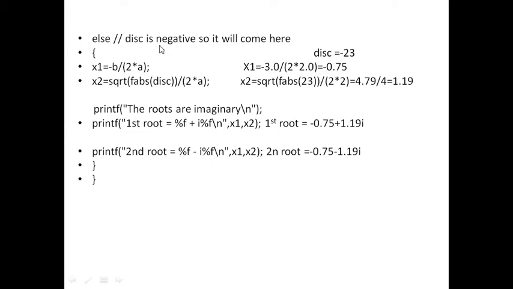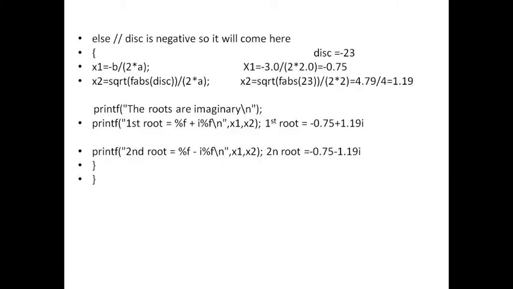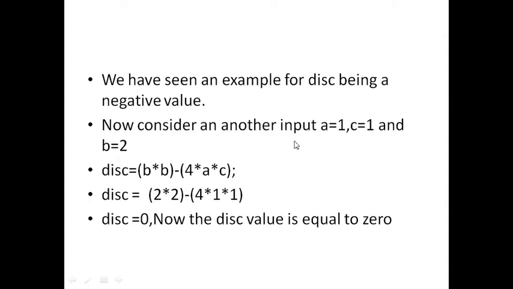So if the disk is negative, which we solved, if A is equal to 2, B is equal to 3, and C is equal to 4. So now you have the disk value as there are two roots we have found, and now consider another input. A is equal to 1, C is equal to 1, and B is equal to 2.